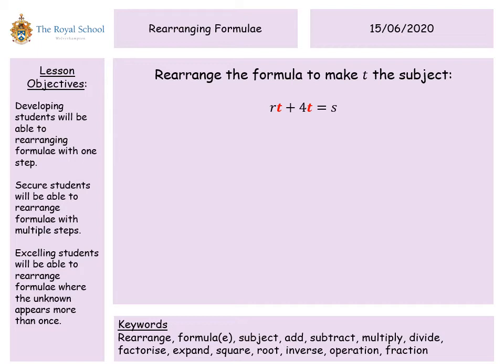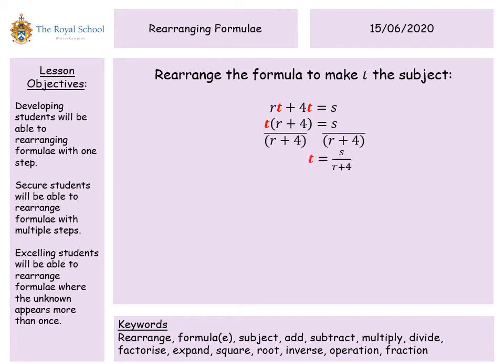and this can be done via factorisation. Both of these terms have a T in them, so we can actually factorise out the letter T and rewrite the expression. So T brackets R plus 4 equals S. Now remember, a bracket next to a letter or with a number in front of it means there's that hidden times sign. So this actually means T times by R plus 4 on the left hand side. So to get T on its own, we need to divide by all of R plus 4.